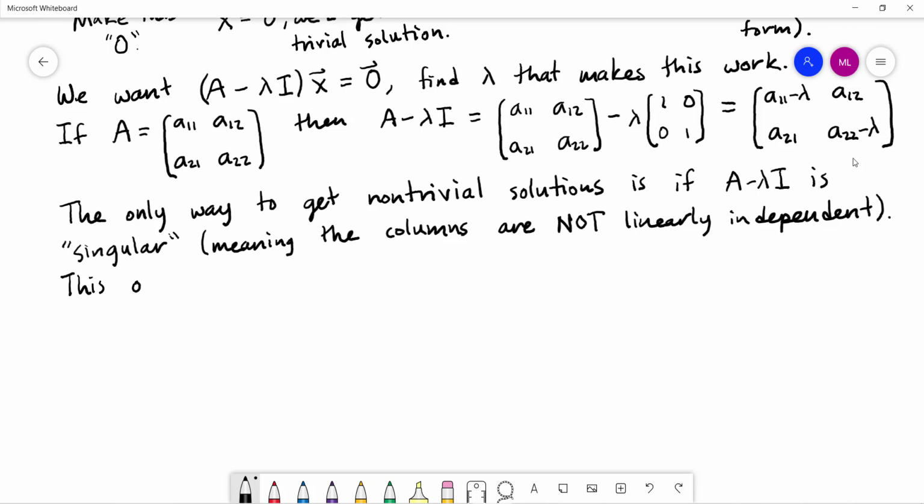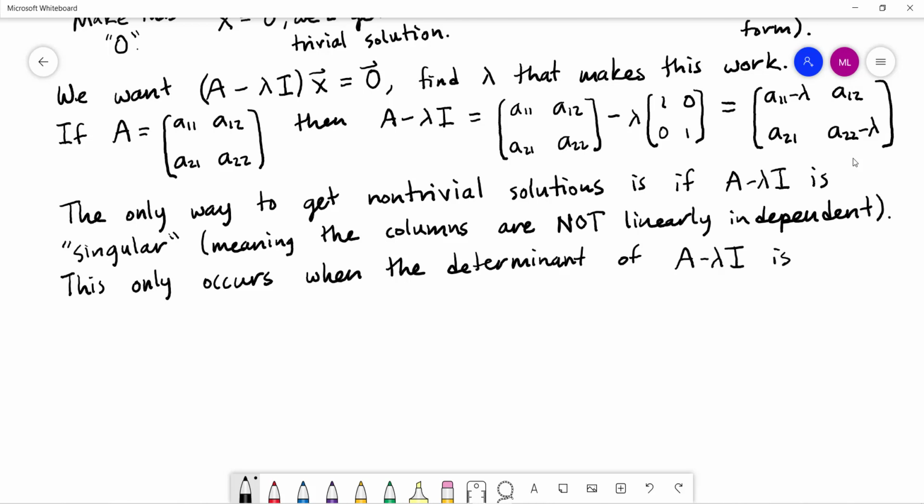This only occurs when the determinant of A minus lambda I is 0. So this sentence right here, if you're not familiar with a lot of this stuff, if you're not very comfortable with linear algebra, and again, I'm assuming that's where most people are, it may not make a ton of sense.